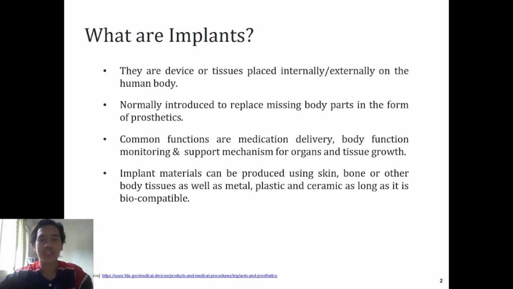The common functions are basically medication delivery, body function monitoring, and some support mechanism for organs and tissue growth. And also, it can be reproduced using skin, bone, or other body tissue, as well as metals, plastic, and ceramics, as long as it is biocompatible.